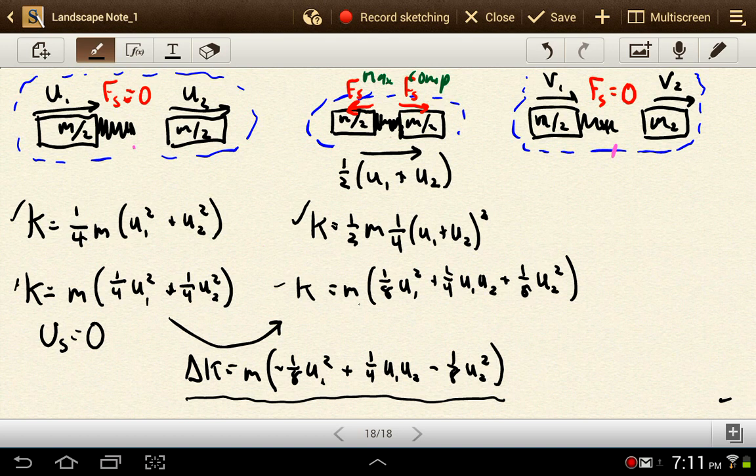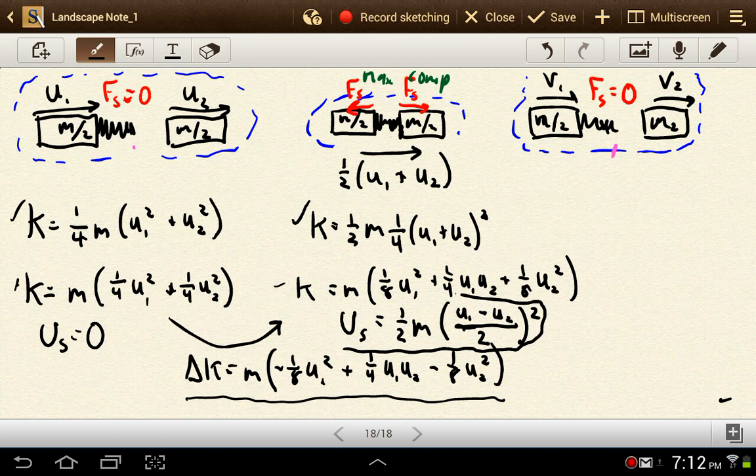So I guess we could say in this stage, U_S is going to be, and it's going to work out to be 1/2 m times ((u1 minus u2) over 2) squared. So this line in here, and pardon that little parenthesis jutting in, that's the spring potential energy.